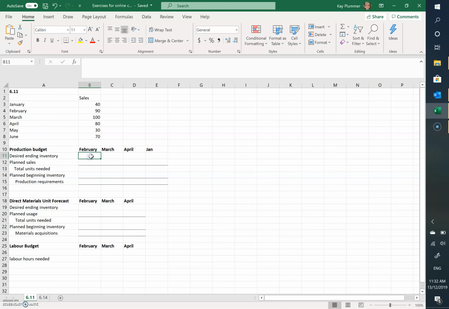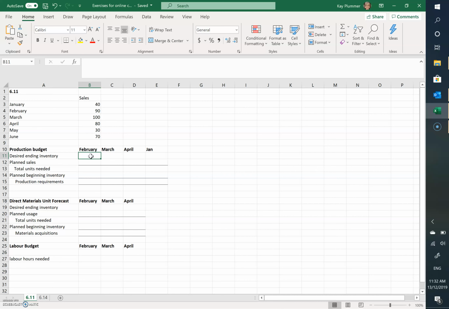So let's work out what our desired ending inventory is. It says in the question that the entity tries to maintain an ending inventory of finished goods equal to the next 2 months of sales. So this enables them to have a buffer of sales. A lot of organisations try to have, depending on their supplies, maybe just a week's worth of ending inventory, up to 1, 2, 3, 4 months. It just depends on the turnaround of their production or their purchasing.